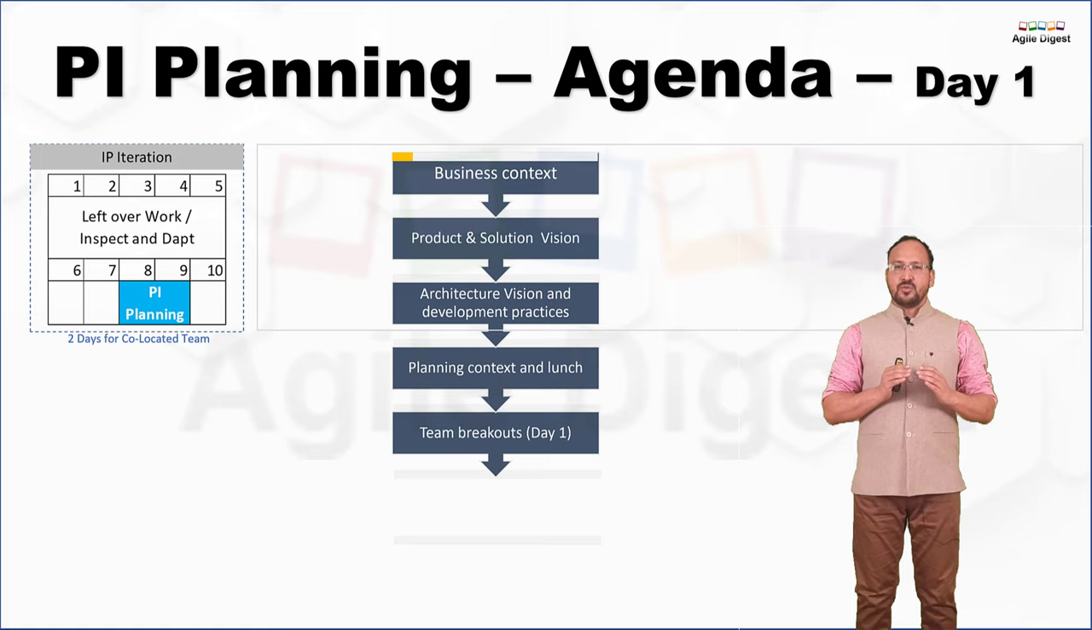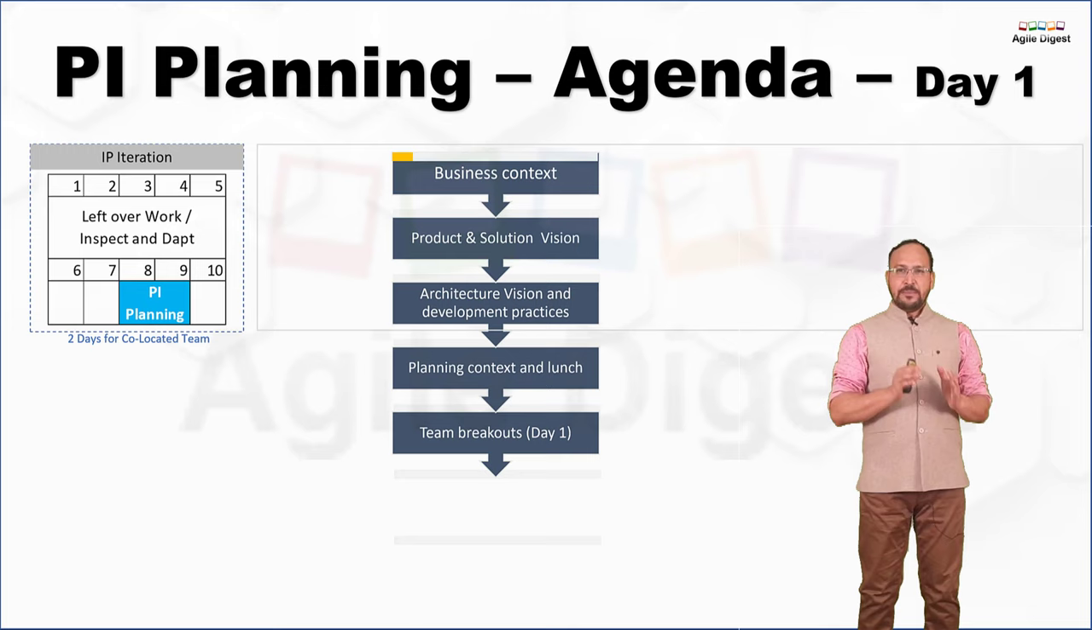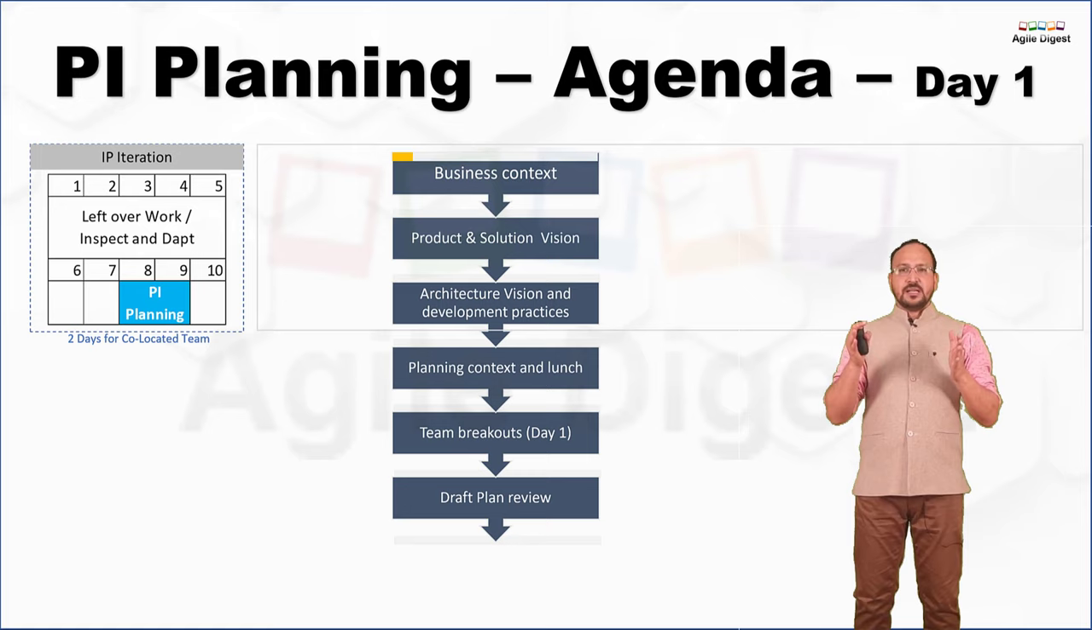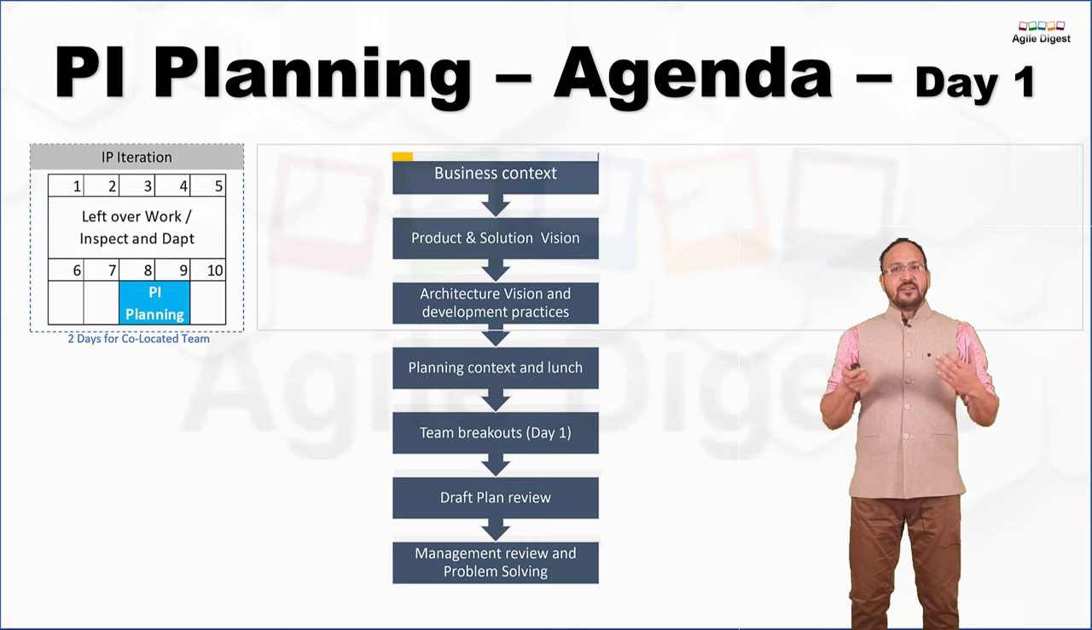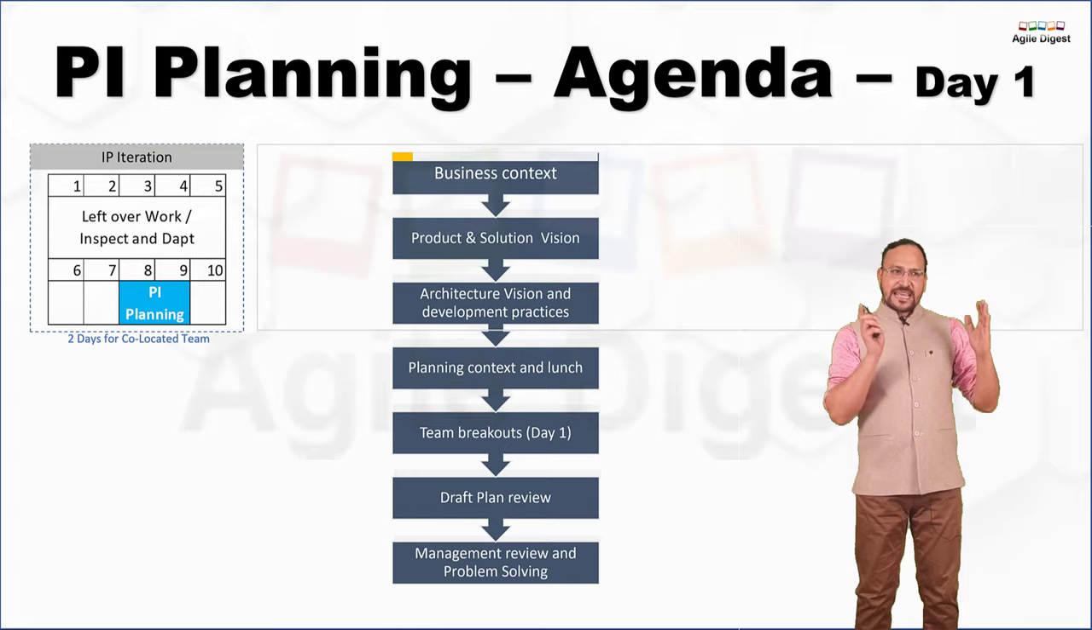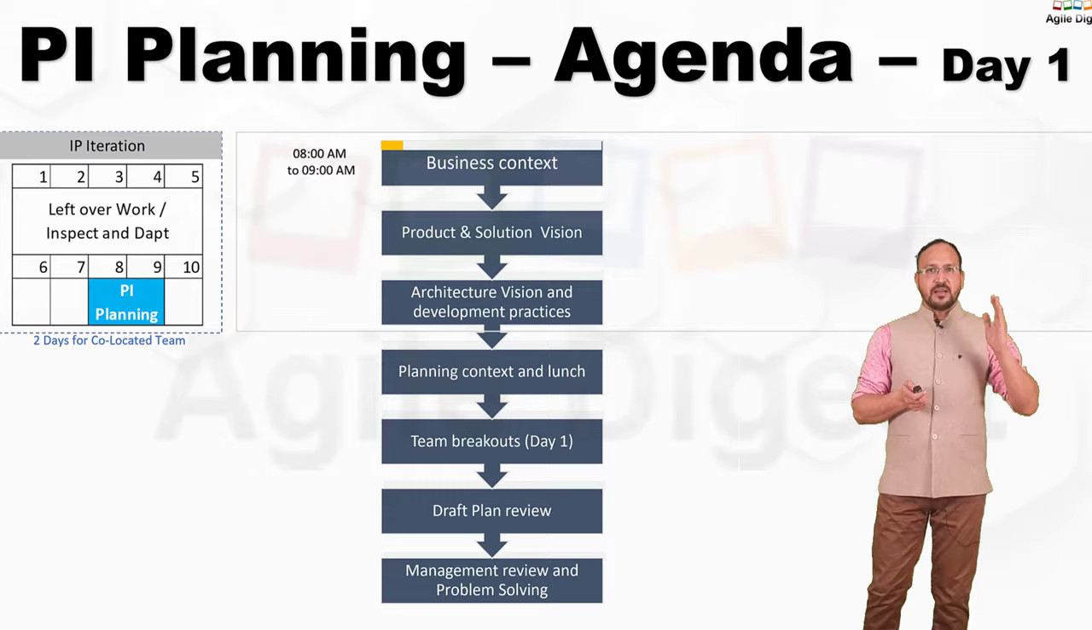That means we have another breakout on day 2. This is the first day of the team breakout. We'll go into a deep dive on what exactly we are doing inside the team breakout in a while. Once our breakout is done, the team creates a draft plan and that gets reviewed. Finally, the management makes some adjustments based on the review they have done. Scaled Agile recommends a typical time frame for each of these activities, and those times are like this. The first one, I can see, is business context.